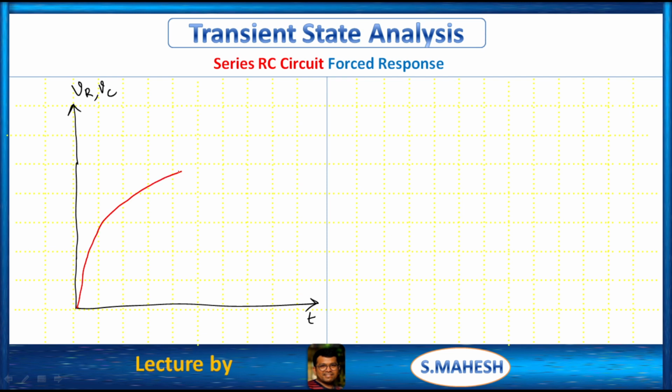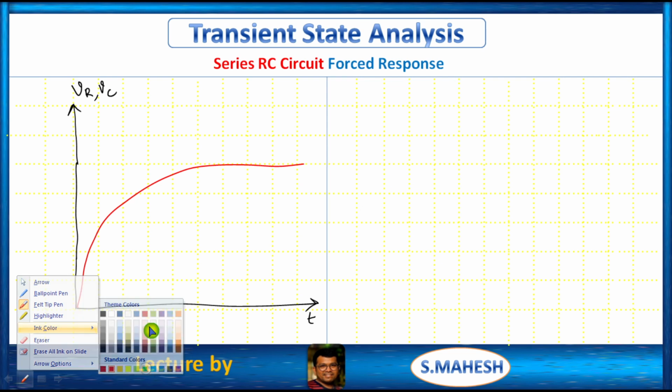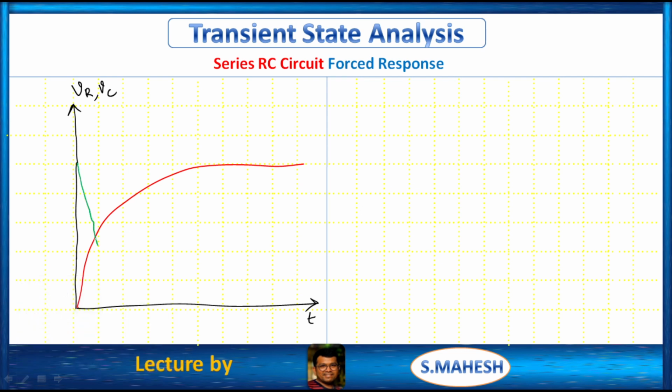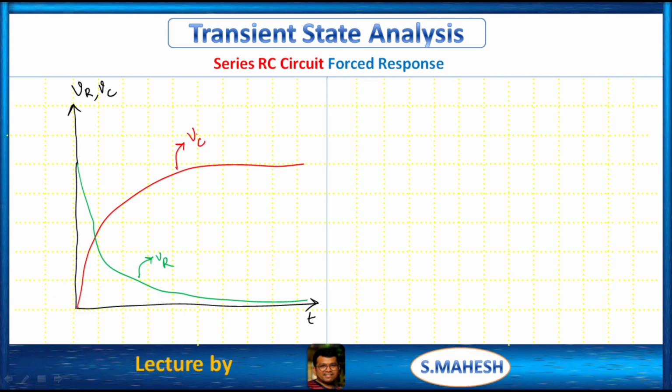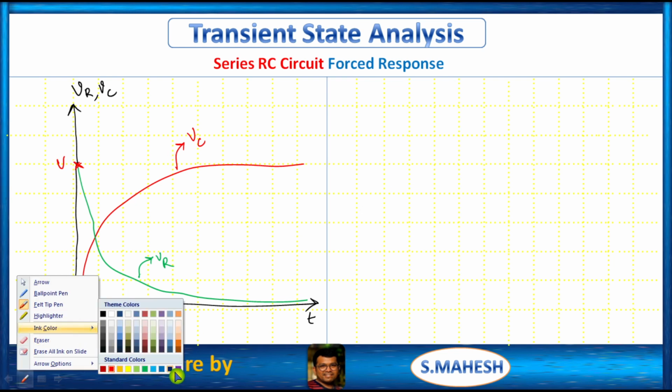Let us say this is the graph. What about VR? This is VR. This is VC. This is V. This is the response of voltage across the resistor as well as voltage across the capacitor. Then we all know the time constant is RC. Completed. Next, instantaneous powers.